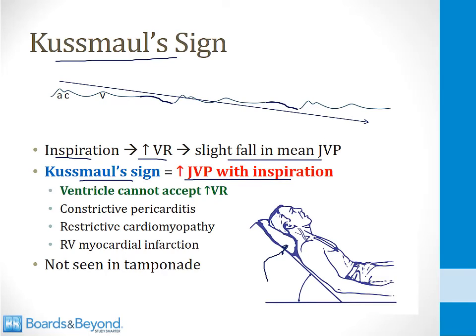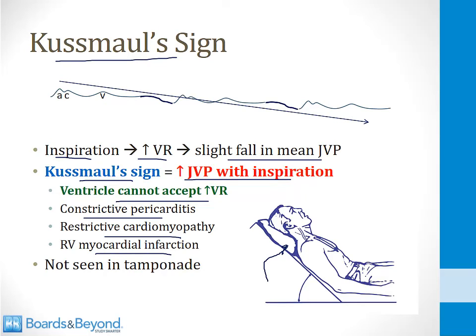This is abnormal. And this happens in pericardial constriction because the ventricle cannot accept the increase in venous return. The right ventricle is surrounded by a calcified sac and it can't expand to accept the venous return. So instead, the pressure in the right atrium rises, and you can see that when you examine the neck. This is seen in constrictive pericarditis. It's also seen in restrictive cardiomyopathy, and you can rarely see this in a right ventricular myocardial infarction.